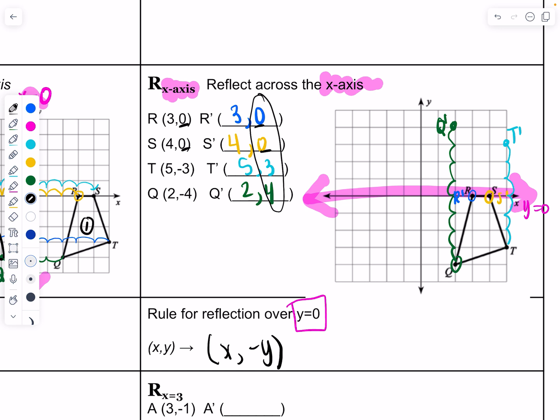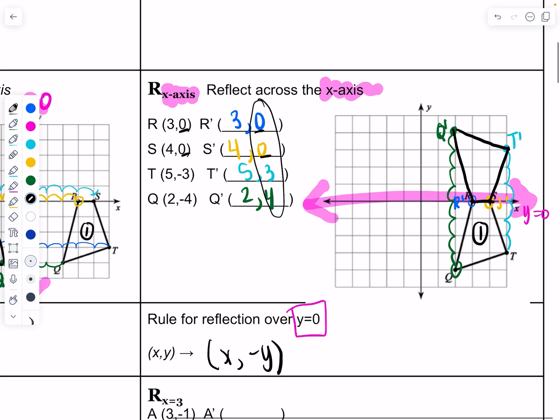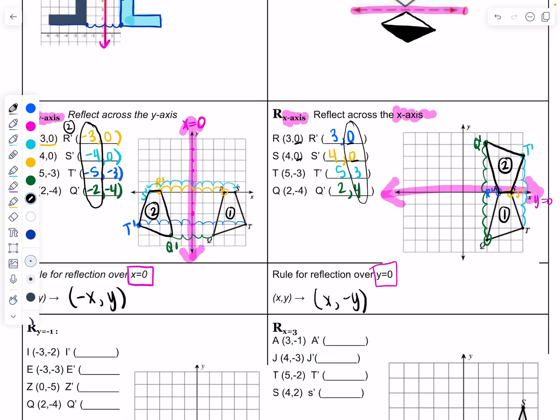So let's connect the dots. Make sure we did this right. Q prime to R prime to S prime to T prime. It's kind of like our Valentine's Day heart. We went from our original, our pre-image, to our image. It stayed the same size and shape. And it flipped over this line.